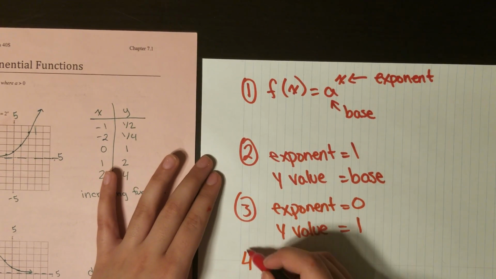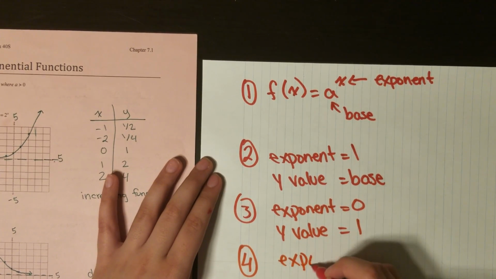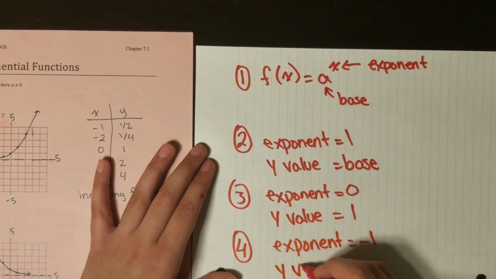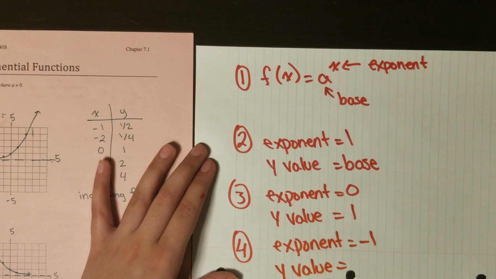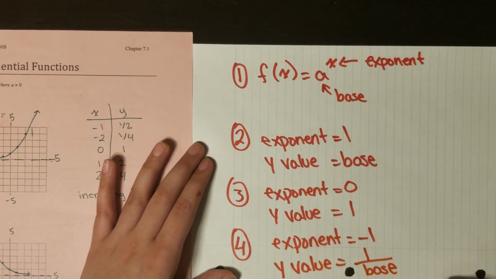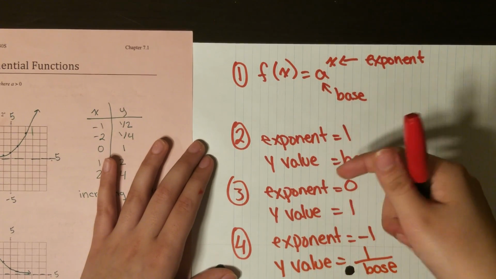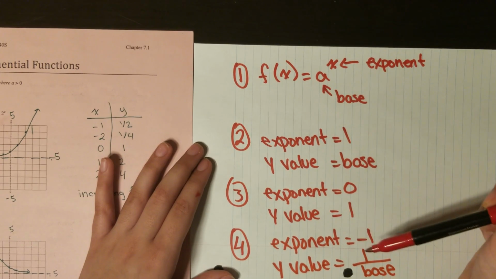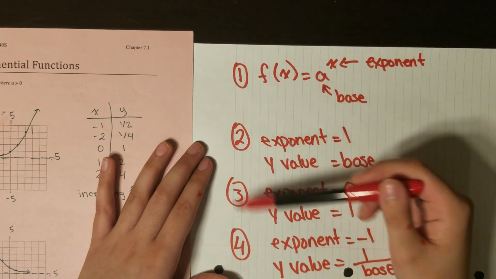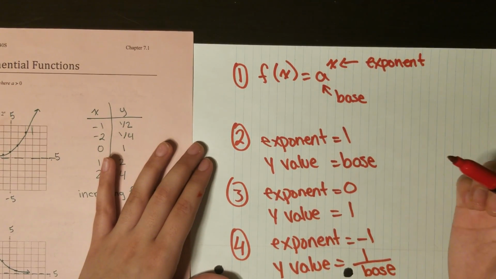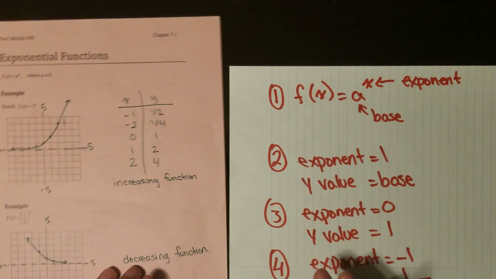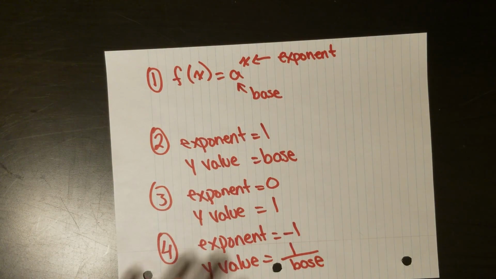And my last rule is that when my exponent is equal to -1, my y value is going to be the reciprocal of my base. So it's going to be 1 over my base, because I know that negative just flips whatever my a value is, and the 1 is just to the power of 1, so nothing is going to change. If I can remember these 4 rules, I can graph any function super fast.